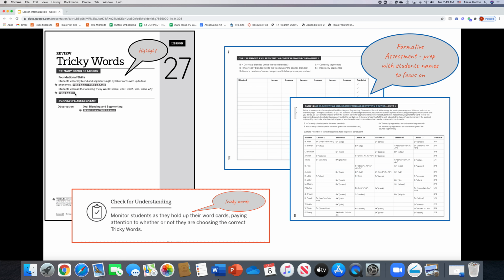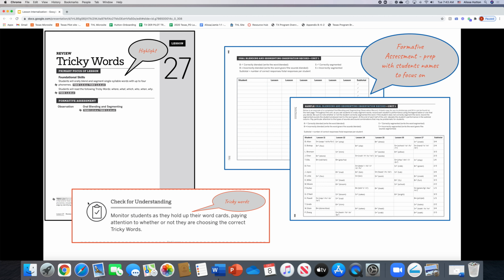So whereas the formative assessment is on the overview page of the lesson, these check for understandings I look through, and there's an icon that notates when there is a check for understanding. For lesson 27, it is to monitor students as they hold up their word cards, paying attention to whether or not they are choosing the correct tricky words. So in this lesson, my students are going to be creating word cards and they're going to hold that up. That's going to be a visual observation for me to see their understanding of that particular primary focus objective.